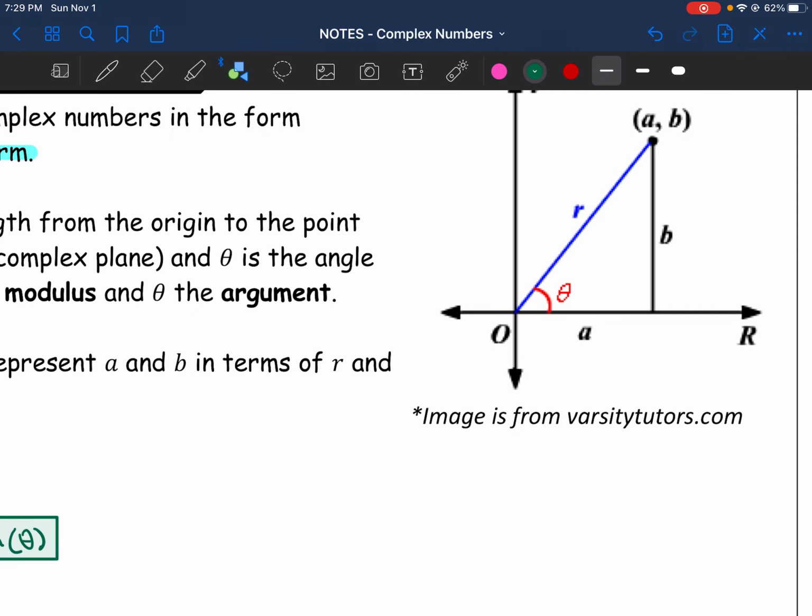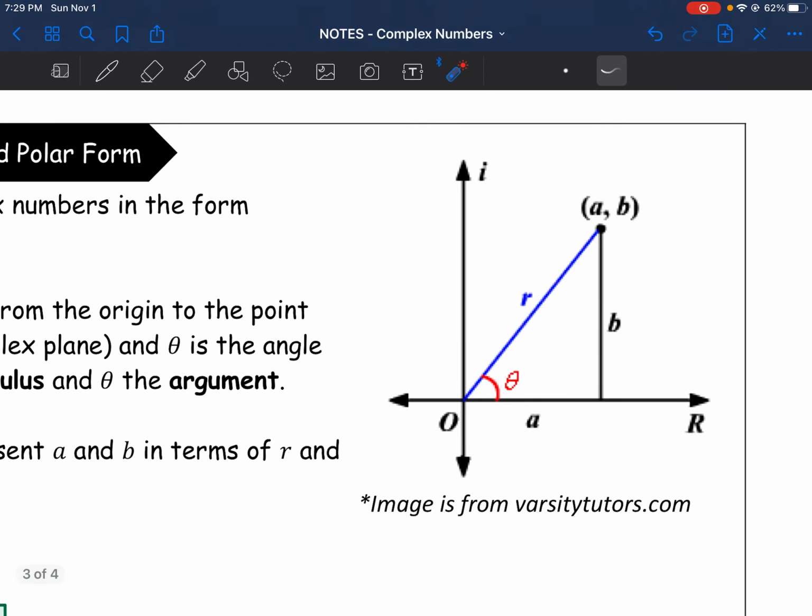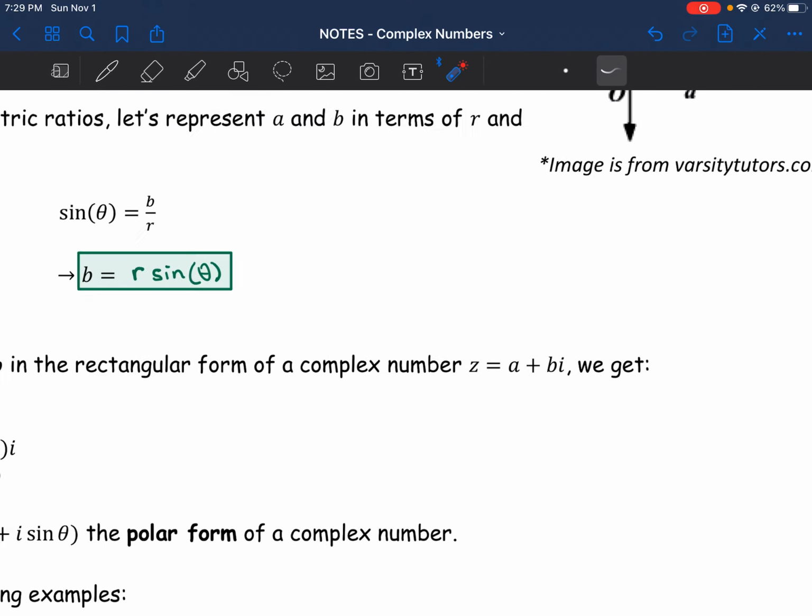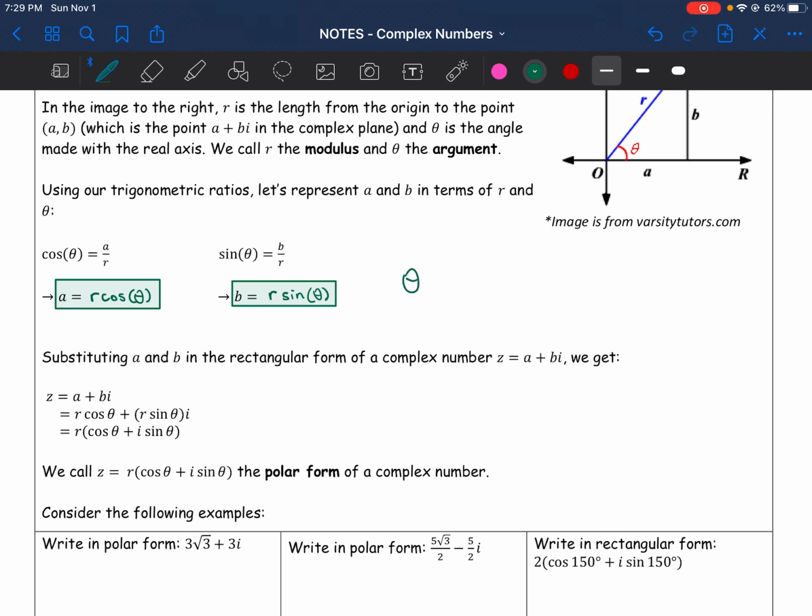Let's also go ahead and derive a quick little formula for theta. We know that if I took the tangent of theta, the tangent of theta would be b divided by a, the opposite leg divided by the adjacent leg, and I know that theta would then be the inverse tangent of b divided by a. So let's write that down as well. Theta is equal to the inverse tangent of b over a.